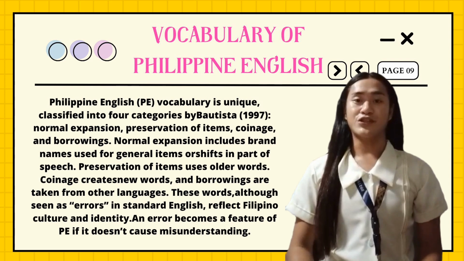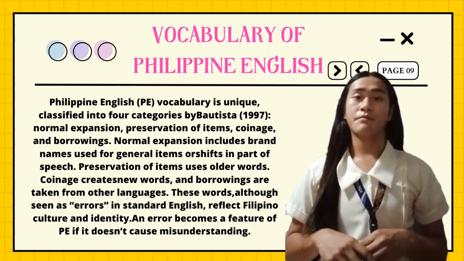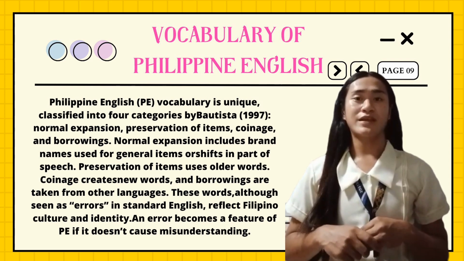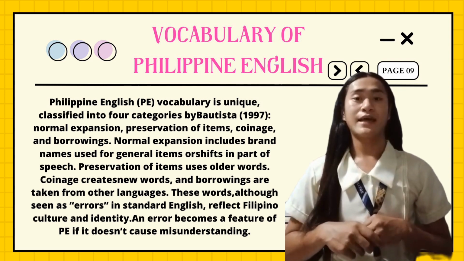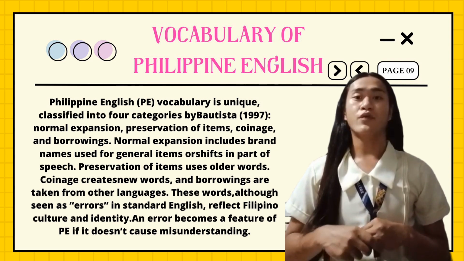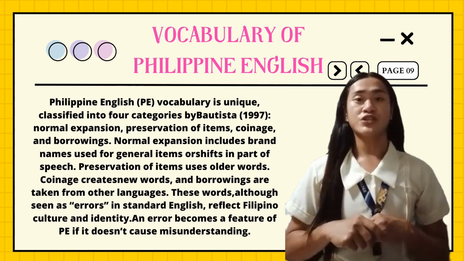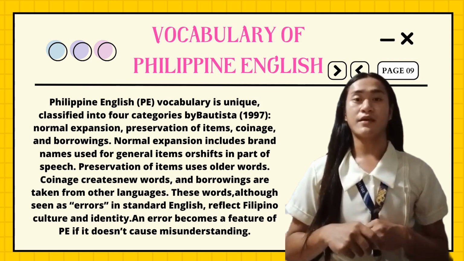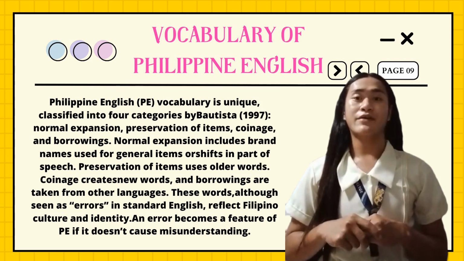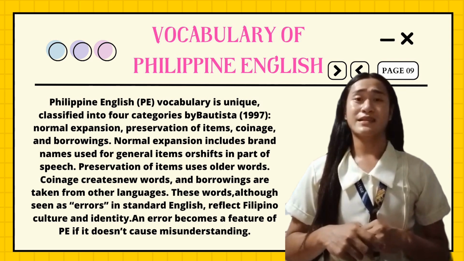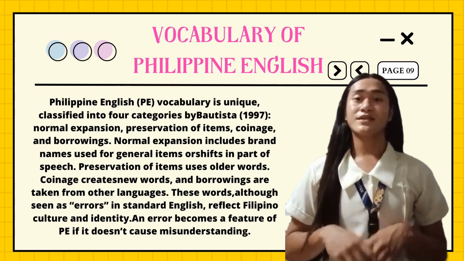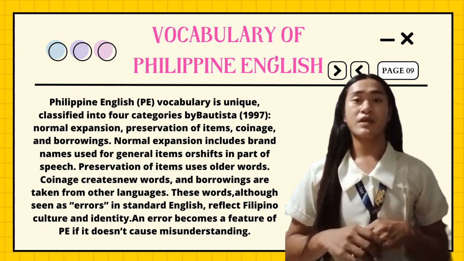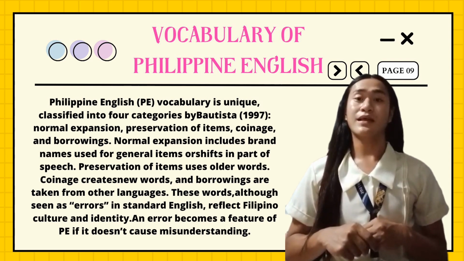Vocabulary of Philippine English. Philippine English or PE vocabulary is unique, classified into four categories by Bautista, 1997: normal expansion, preservation of items, coinage, and borrowings. So, I have here an example. The Philippines is linguistically diverse, with Tagalog or Filipino being the national language. Here are some key vocabulary examples from different Philippine languages.